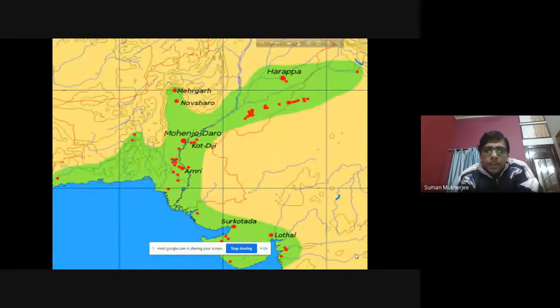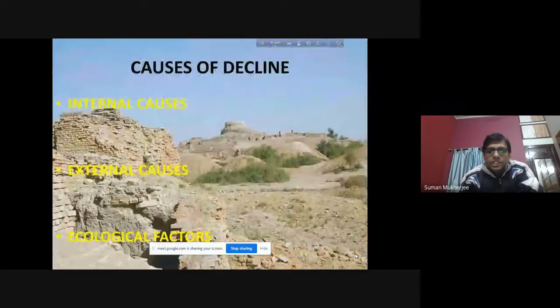In this map, you can see the green portion, that is Harappa, Mehergarh, Navsaro, Mohenjo-daro, Kotdiji, Amri, Surkotada, Lothal, etc. These are the important centers of the Harappan civilization.